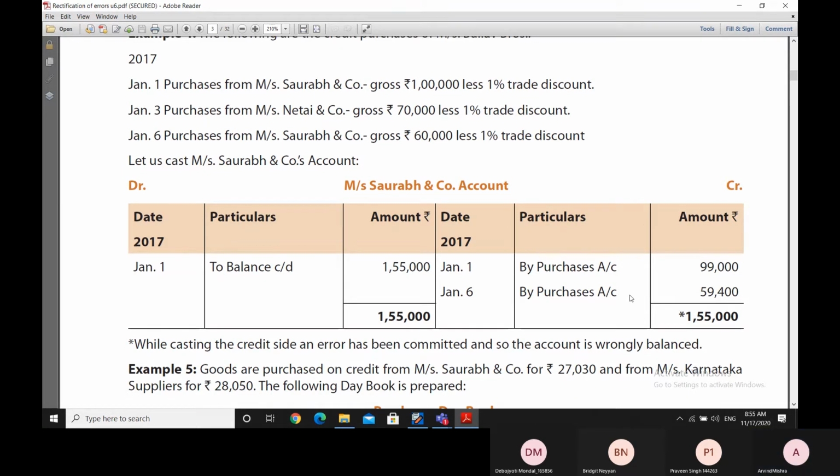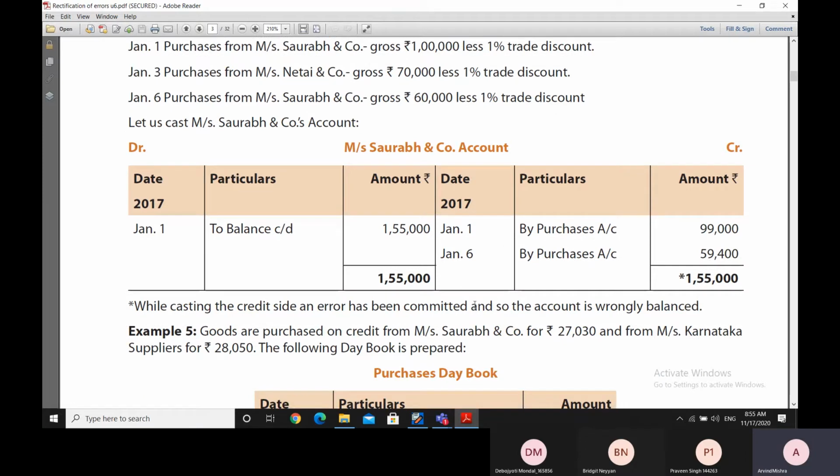And therefore, if we total these two figures, then the total should not be 1,55,000, but here wrong casting has been done and a wrong total has been taken. Whereas the total out here should have been 1,58,400, the total is wrongly mentioned as 1,55,000. So this is what we call the wrong casting. So while casting the credit side, an error has been committed, and therefore the balancing figure here, 1,55,000 balance carried down, is incorrect.